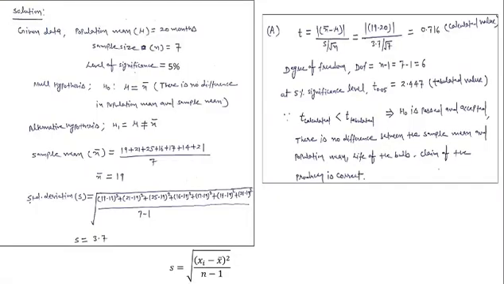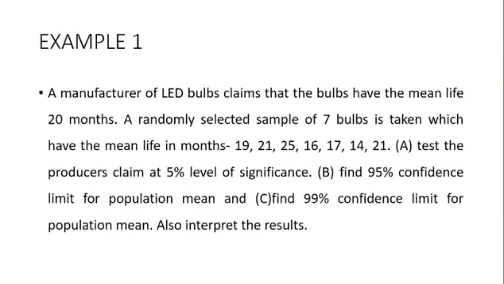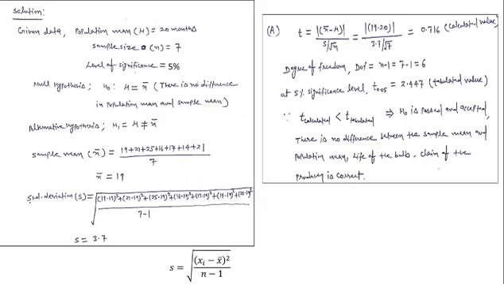Now we see that the t calculated is less than the t tabulated. So we have to accept the null hypothesis. So H naught is accepted. We can say that there is no difference between the sample mean and the population mean, or we can say that the claim of the producer is correct. What was the producer claiming? The producer was claiming that the average life of the bulb is 20 months, which is found right in this case.